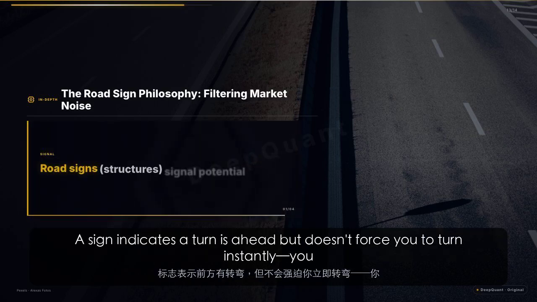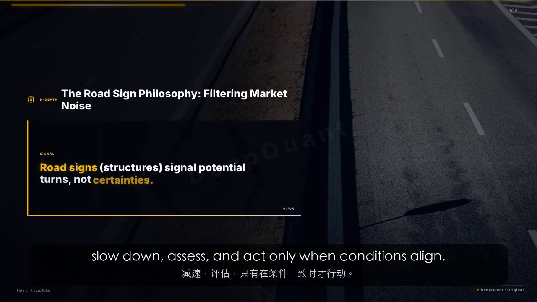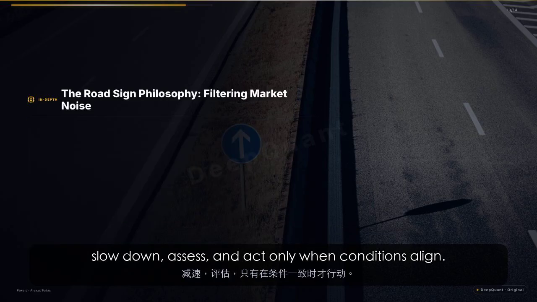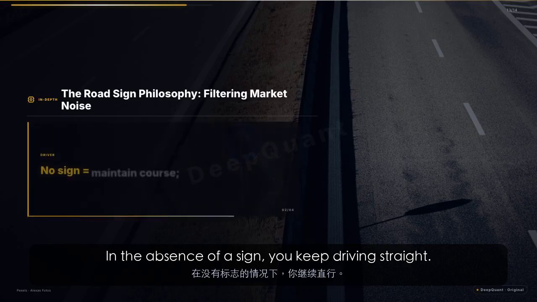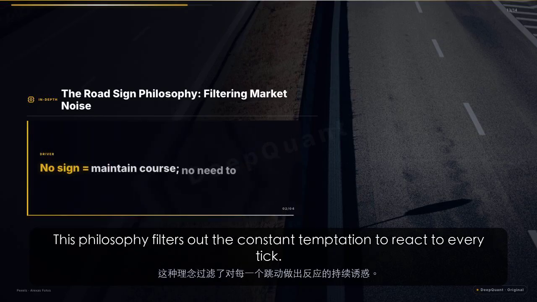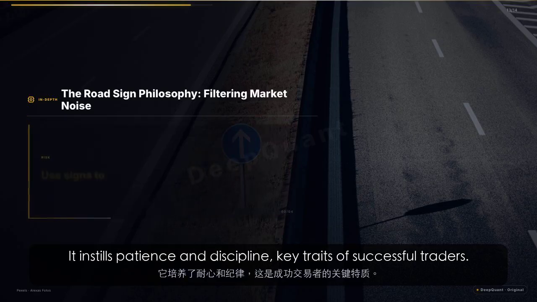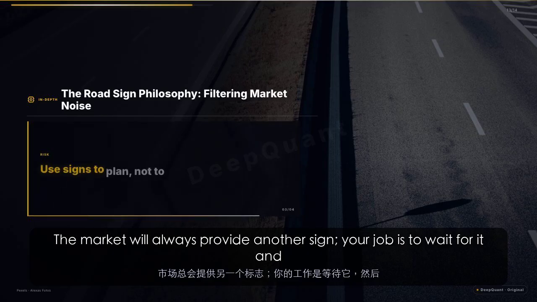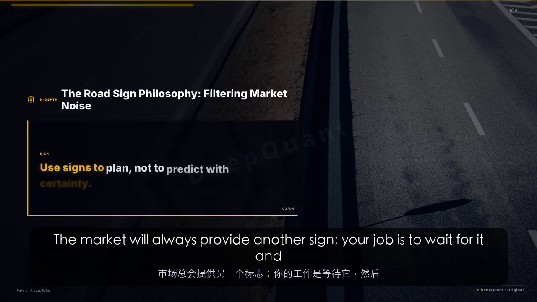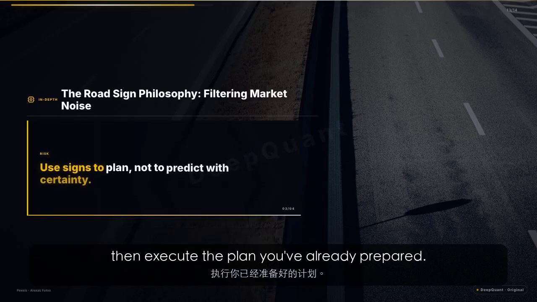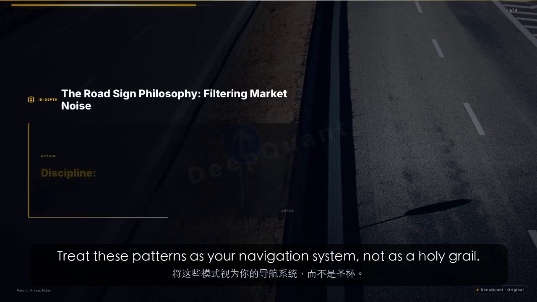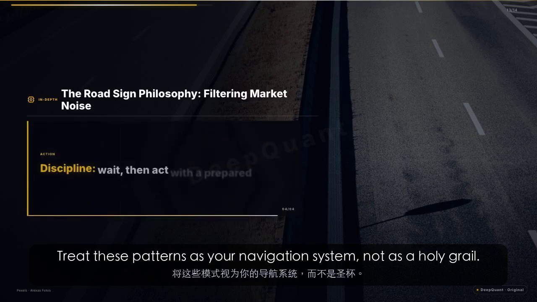A sign indicates a turn is ahead but doesn't force you to turn instantly. You slow down, assess, and act only when conditions align. In the absence of a sign, you keep driving straight. This philosophy filters out the constant temptation to react to every tick. It instills patience and discipline, key traits of successful traders. The market will always provide another sign, your job is to wait for it and then execute the plan you've already prepared. Treat these patterns as your navigation system, not as a holy grail.